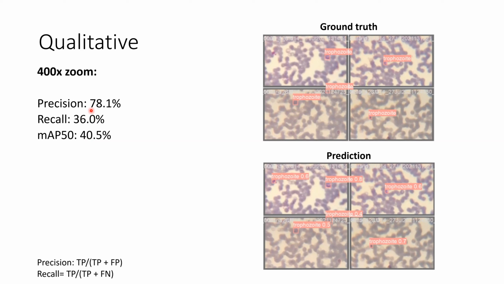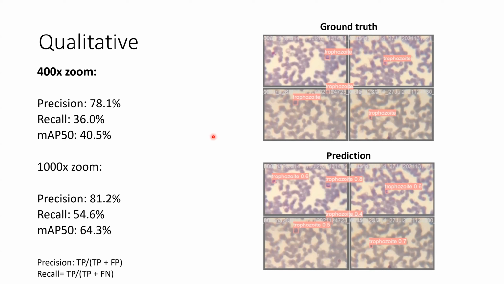We're having a better time with precision, which means that of all what we're detecting, 78% of them are correct. Then we have a poorer score for recall, which means we're actually missing a few trophozoites, which is not the case that we're seeing here. And on 1000 times zoom, we actually have even better results, because of course we see more details. So the results here are even more impressive, especially recall, which takes a huge boost from the 400 times zoom.